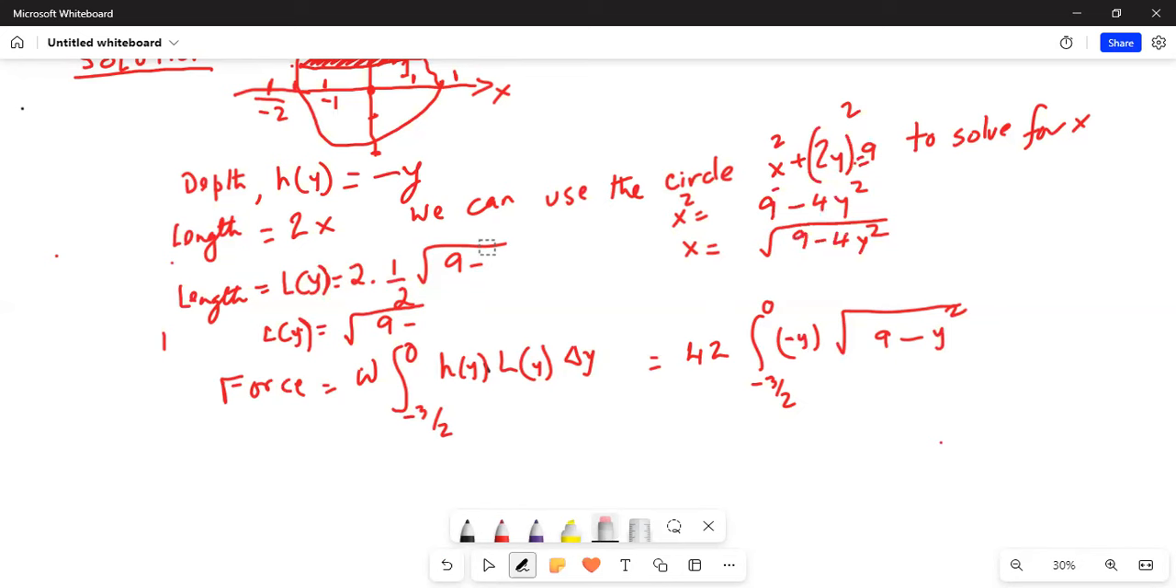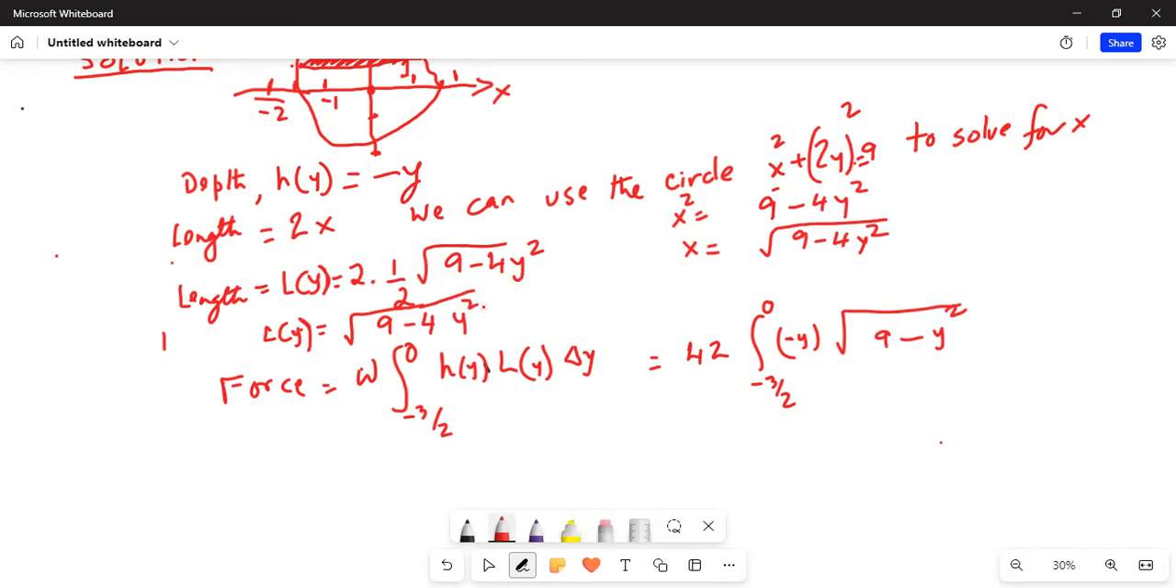So the entire height is 9 minus 4y square, and we want only half of it. That's why the half in front of this 9 minus 4y square. Now 2 and 2 will cancel. 2 in the numerator, 2 in the denominator will be cancelled. So length will be 9 minus 4y square.